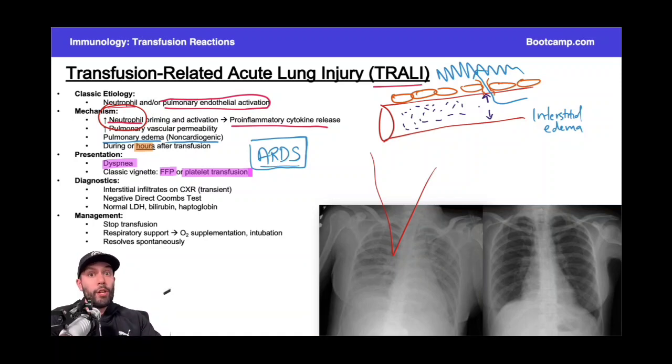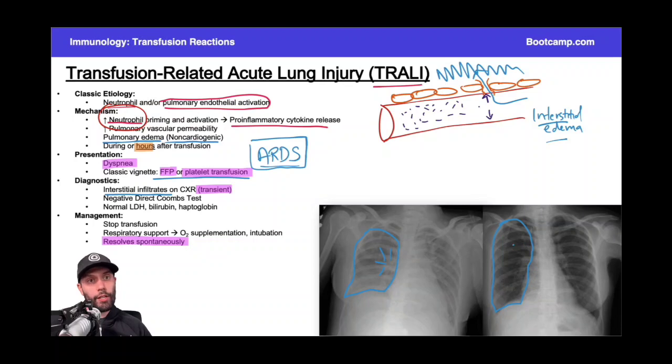Shortness of breath, increasing oxygen requirements, interstitial edema, and you can also see that on the chest x-ray. You can see all of this haze in the lung fields, and the patient will classically have received fresh frozen plasma or a platelet transfusion. We already said interstitial infiltrates on the chest x-ray. The key is that it's transient, and a lot of these will resolve spontaneously. You can see here the initial chest x-ray of this patient who had TRALI, with haziness throughout the lung field, and then the repeat chest x-ray here.